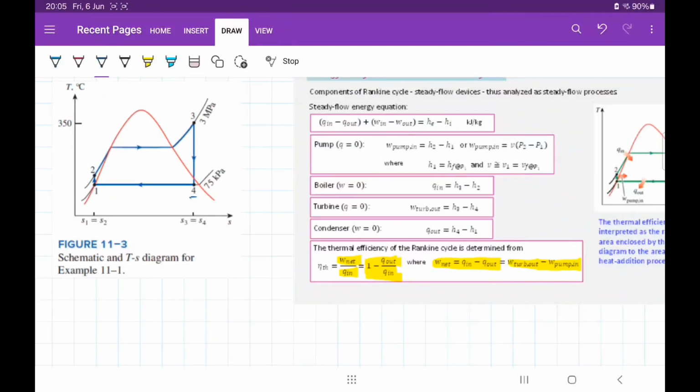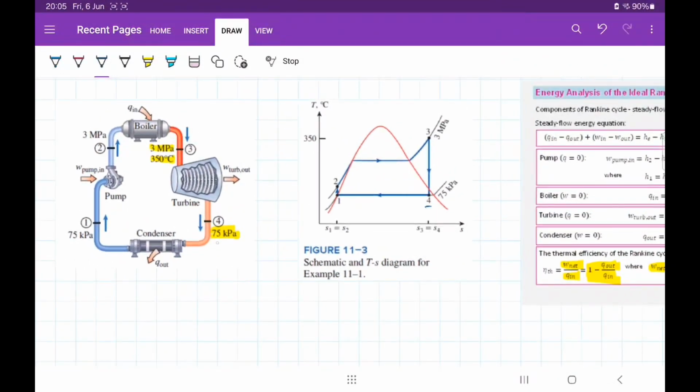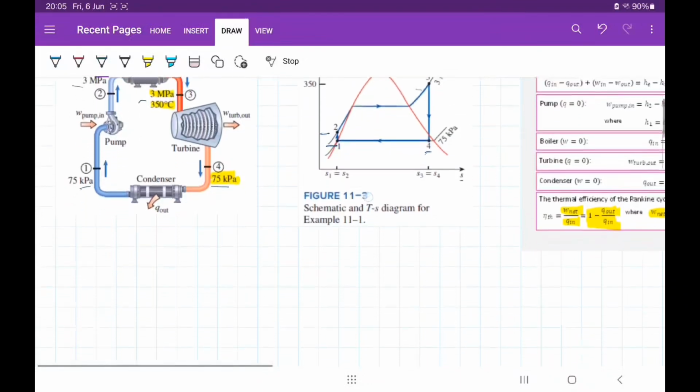When we look at our figure here, basically we have the pressure at each state, and we also have the figure of temperature versus entropy here, where it indicates the position of our states: state 1, state 2, state 3, and state 4. So we can start our analysis with state 1.